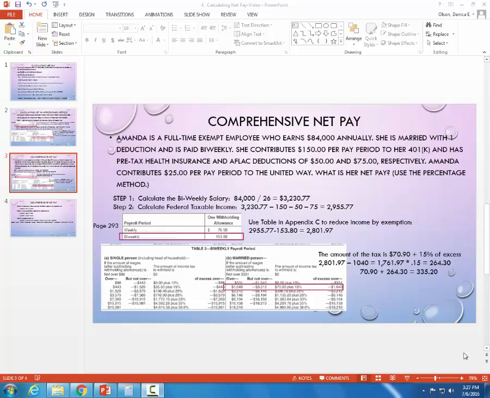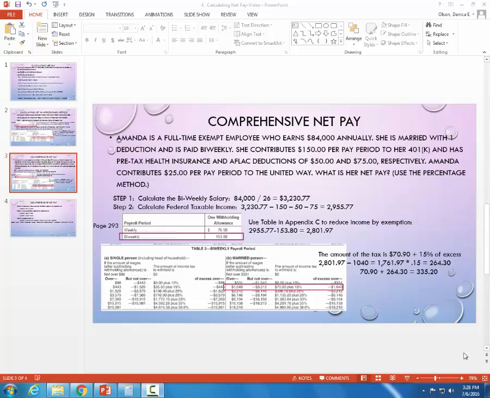Let's do a comprehensive net pay problem. Amanda is a full-time exempt employee who earns $84,000 annually. She's married with one exemption and is paid biweekly. She contributes $150 per pay period to her 401k, has a pre-tax health insurance and Aflac deductions of $50 and $75 respectively. Amanda contributes $25 per pay period to the United Way. We are going to determine her net pay using the percentage method.